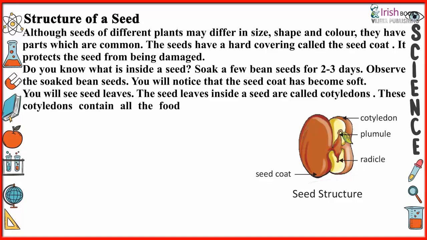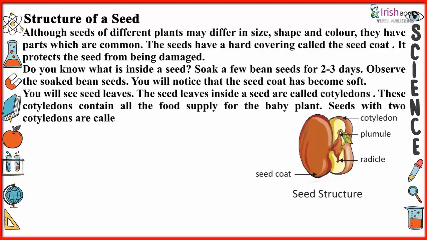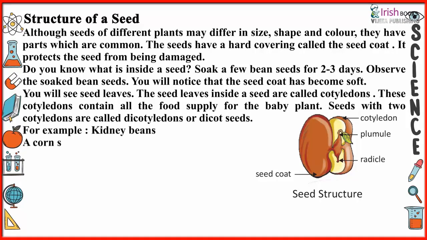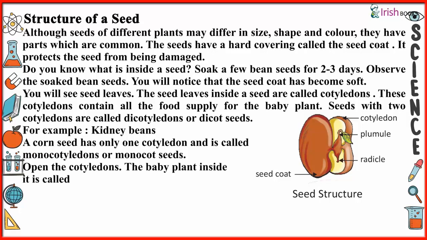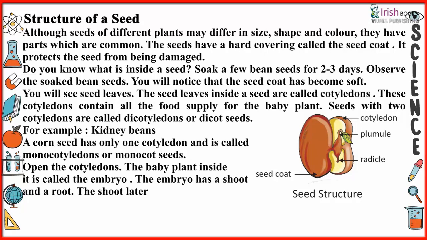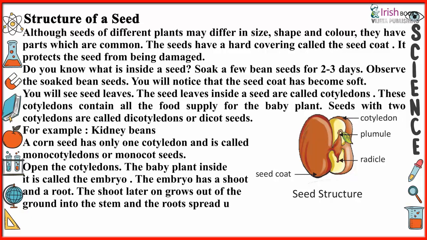Seeds with 2 cotyledons are called dicotyledons or dicot seeds. For example, kidney beans. A corn seed has only 1 cotyledon and is called monocotyledons or monocot seeds. Once you open the cotyledons, the baby plant inside it is called the embryo. The embryo has a shoot and a root. The shoot later on grows out of the ground into the stem, and the roots spread under the ground.